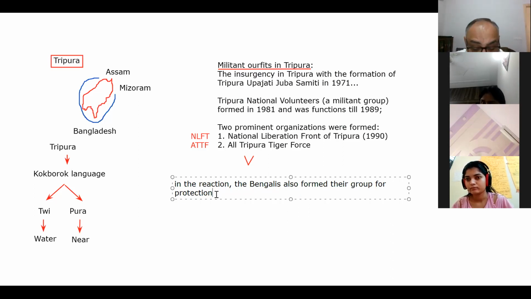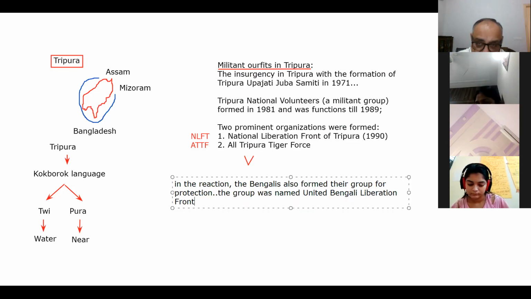The group was named, you can say, the United Bengali Liberation Front. United Bengali Liberation Front was the name of the group.